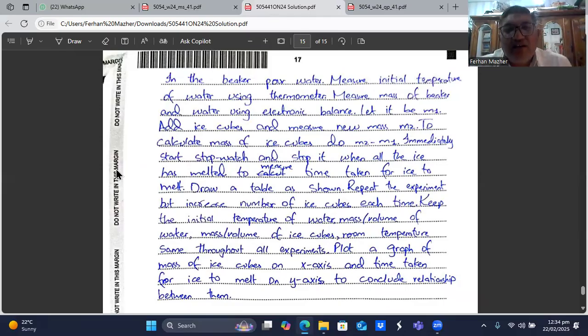In the beaker, pour water. Measure the initial temperature of the water using a thermometer. Measure the mass of the beaker and water using the electronic balance. Let it be M1. Add ice cubes and measure the new mass. Let me call it M2. To calculate the mass of the ice cubes, do this calculation, M2 minus M1. Immediately start the stopwatch and stop it when all the ice has melted.